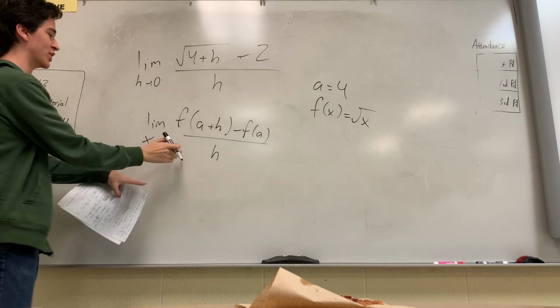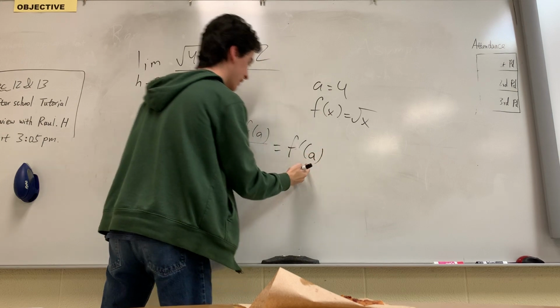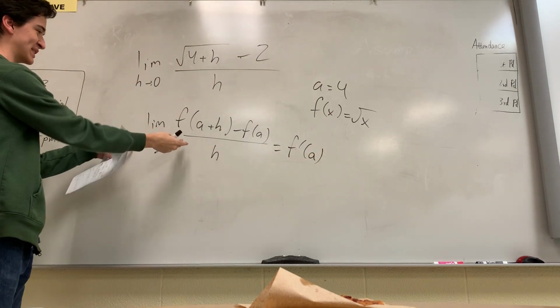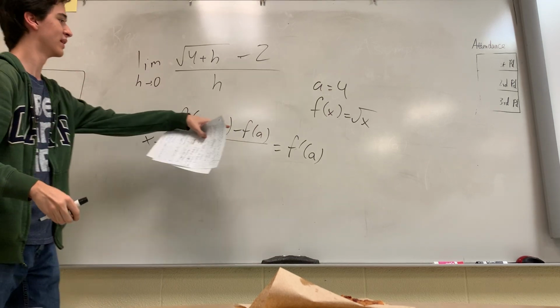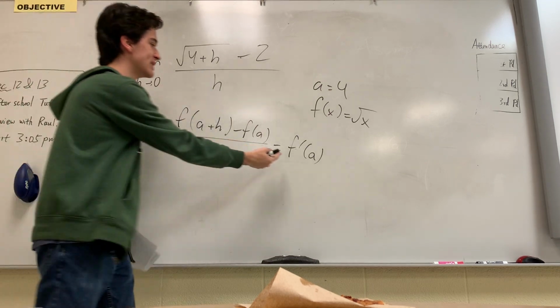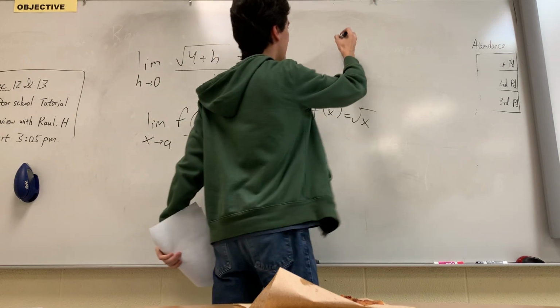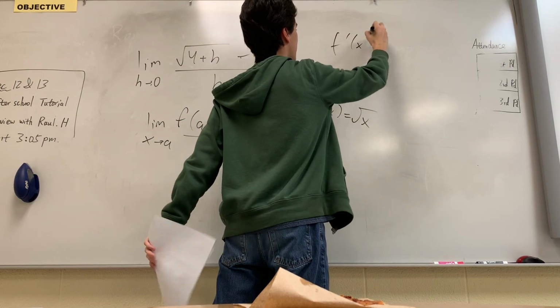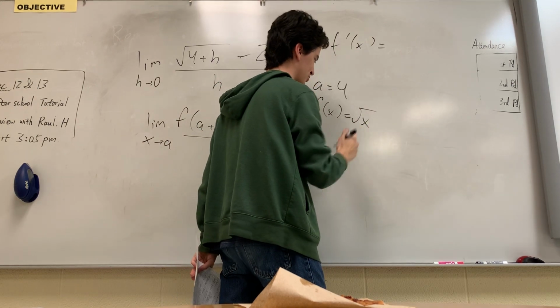So now we know that this is going to be f prime of a, right? That's what this comes down to. It's the definition of a derivative, so obviously we're going to get the derivative out of it. This question is basically asking us, what is f prime of a? Well, our a is 4, our f is the square root of x, so let's find f prime of x first, right? So f prime of x is going to be the derivative of the square root of x.